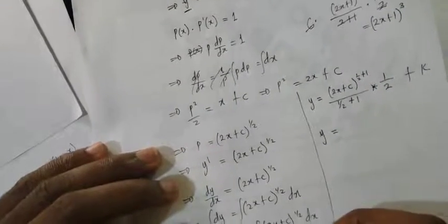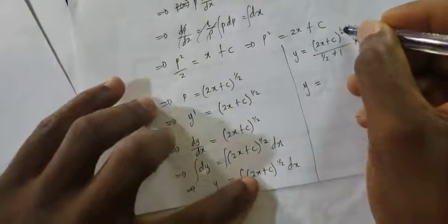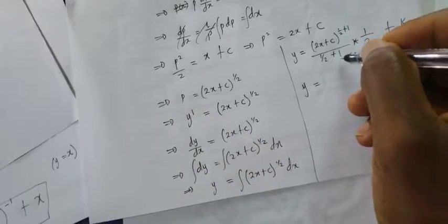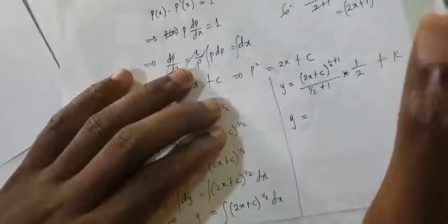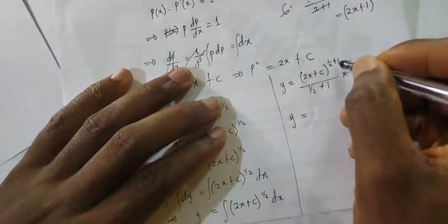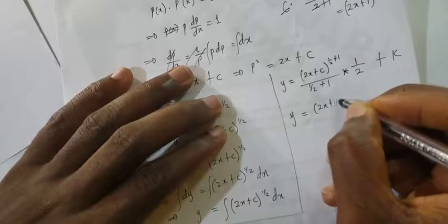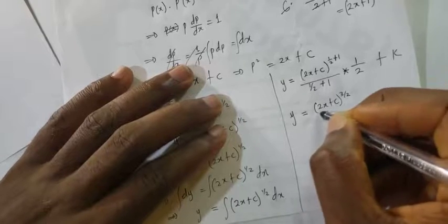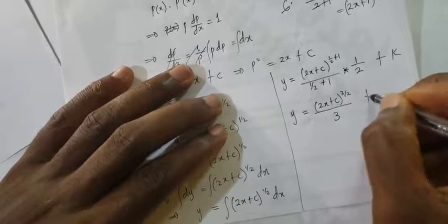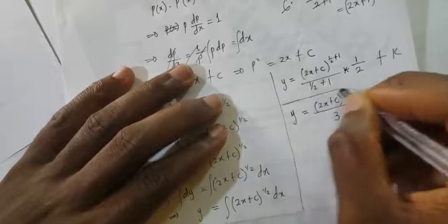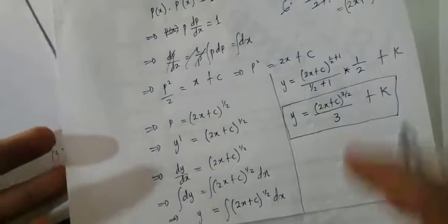I'm integrating with respect to the core. To integrate with respect to this, I'm going to have whatever I have here raised to power 1 over 2 plus 1, divided by 1 over 2 plus 1, then divide by the derivative of the core. That will be this. So at the end of the day, I'm going to have this raised to power 3 over 2. So this is going to be 2x plus c raised to power 3 over 2, then divided by 3 over 2 multiplied by 2, that is 3. Then plus the constant k of integration. So that is that for our solution. You can see that we have two constants of integration.